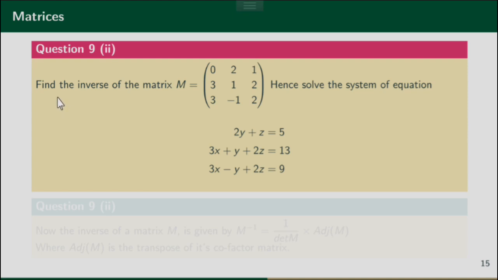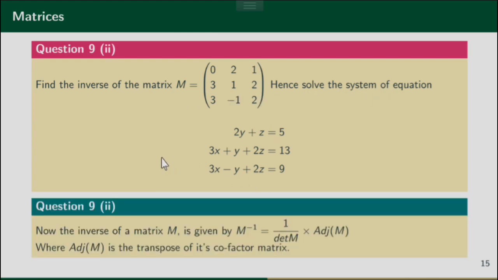Now, the next question is on matrices. We have been asked to find the inverse of this matrix, and hence solve the system of equations that follow. The inverse of a matrix M is denoted M inverse and is equal to 1 divided by the determinant of the matrix M multiplied by the adjugate of M, where the adjugate of M is the transpose of its cofactor matrix. So to find the adjugate of a matrix, you need to find the matrix formed by its cofactors and transpose that matrix. Then you'll have the adjugate of the matrix.